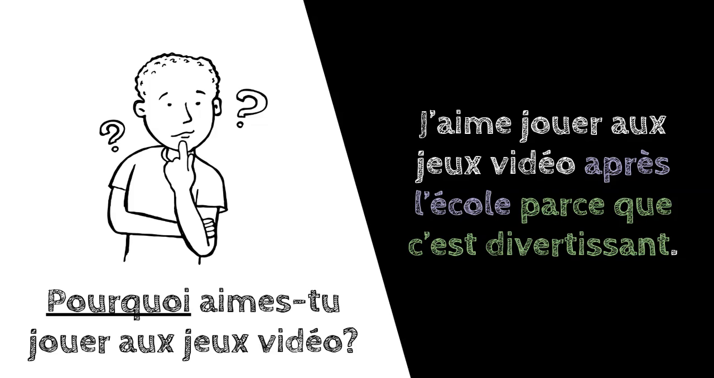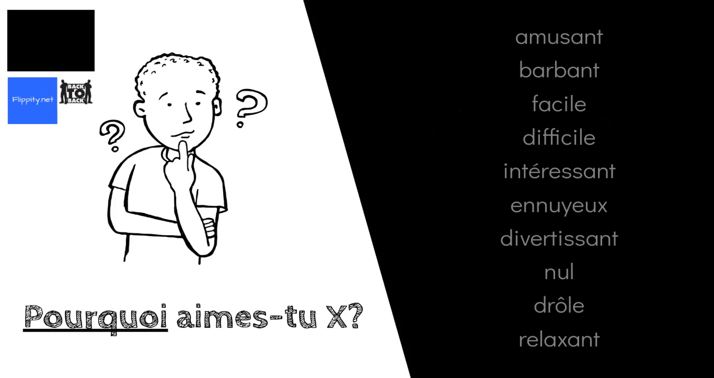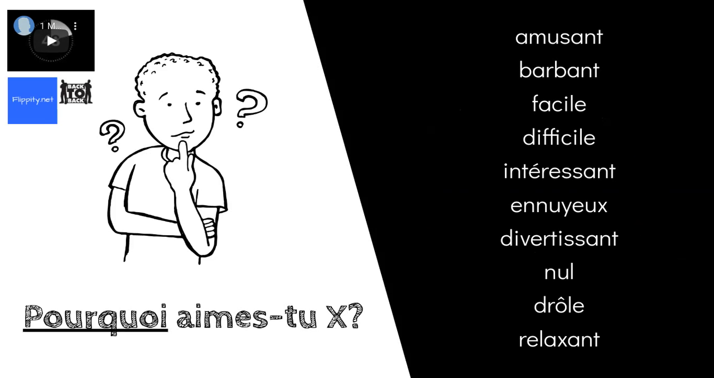Let's try the four. Répétez. J'aime jouer aux jeux vidéo. Après l'école. Parce que c'est divertissant. So just answering the question gets us a three. Adding more details gets us that four. So let's go ahead and practice. Get up, take your cards, take your Unit 3 cheat sheet if you want. We're asking pourquoi aimes-tu questions.